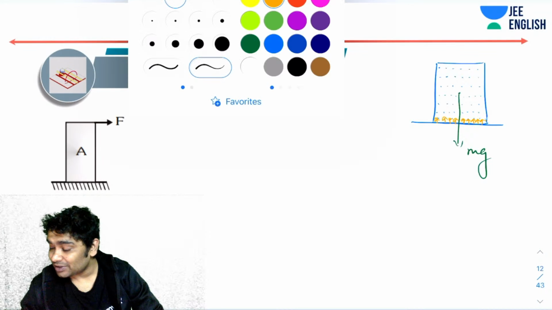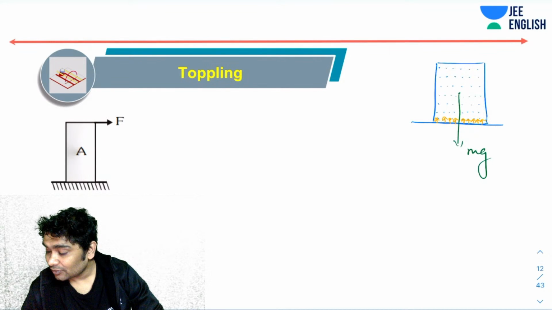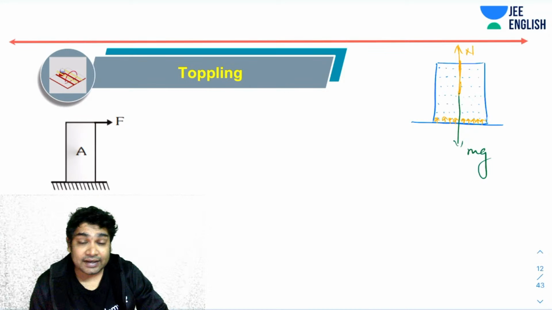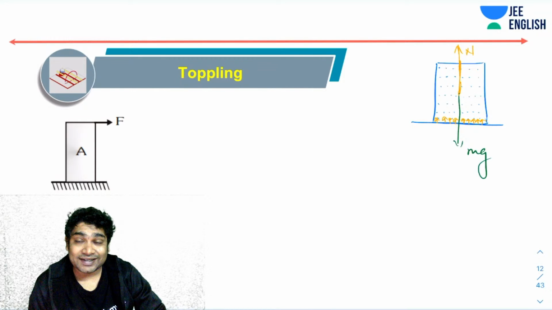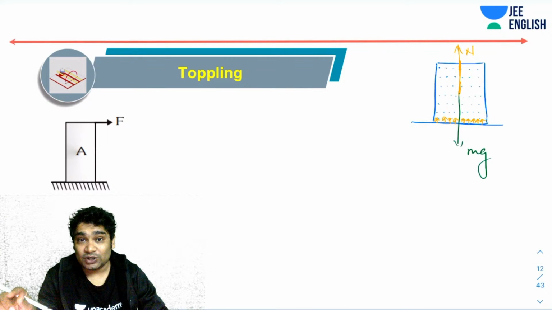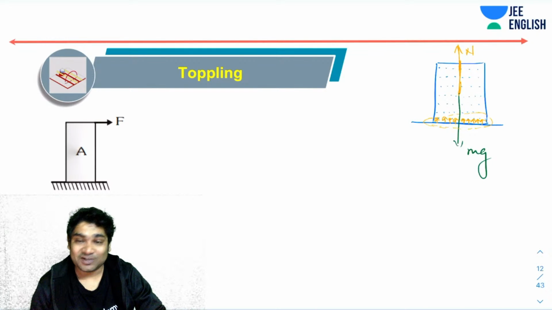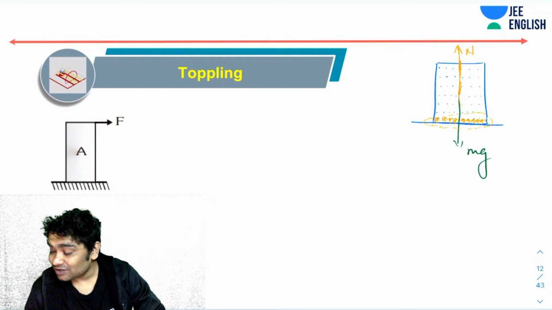So we usually represent normal reaction like this. Why are we doing this? This is essentially a single force which is representing the average position of all these small normal reactions that are getting applied at all the points of the surface. So that is what you need to remember.